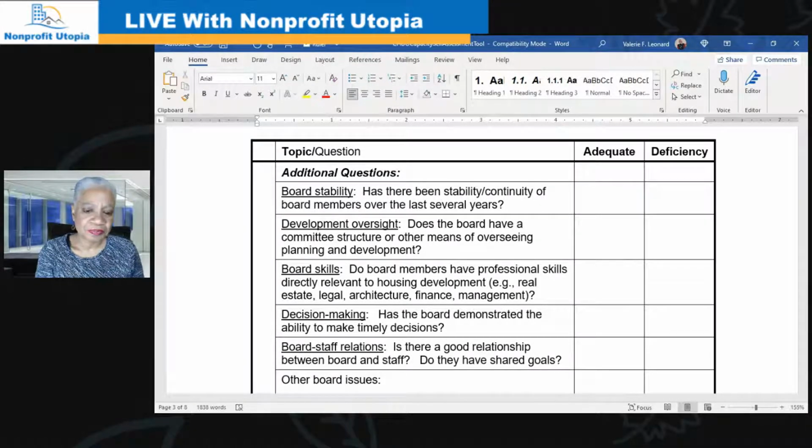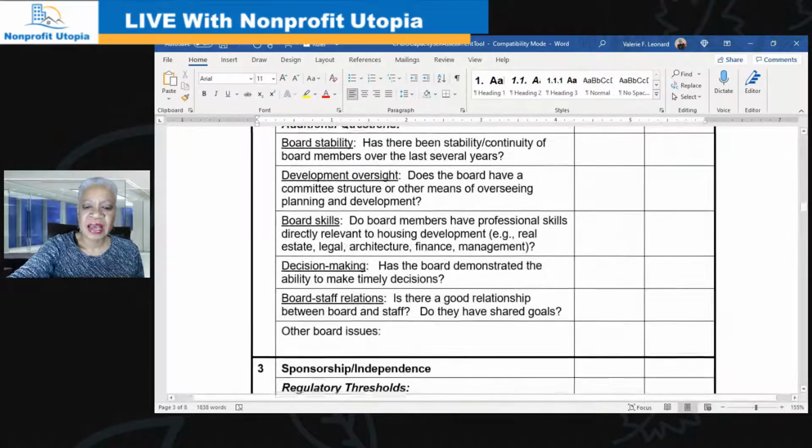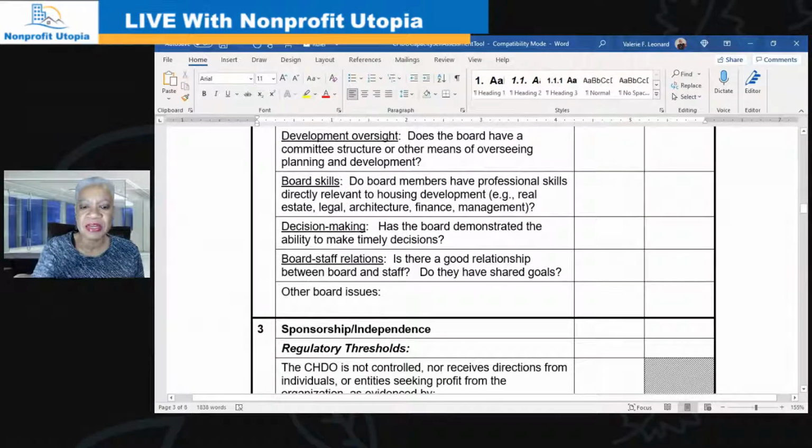Board skills. Do board members have professional skills directly relevant to housing development? For example, real estate, legal, architecture, finance, and management. Has the board demonstrated the ability to make timely decisions? That's where your board minutes come into play.